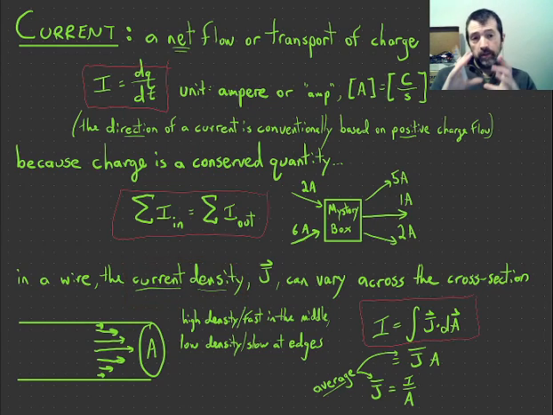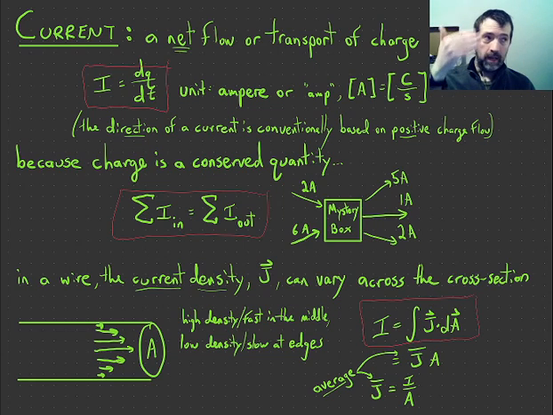The idea here is that if you have a wire with a certain cross-section, probably a circle, current flows through the entire space of that wire. So at any point on the cross-section, there should be charged particles moving. Most of the time, we're just going to pretend that you have the same amount of current at every point on that cross-section, but it doesn't have to be the case.